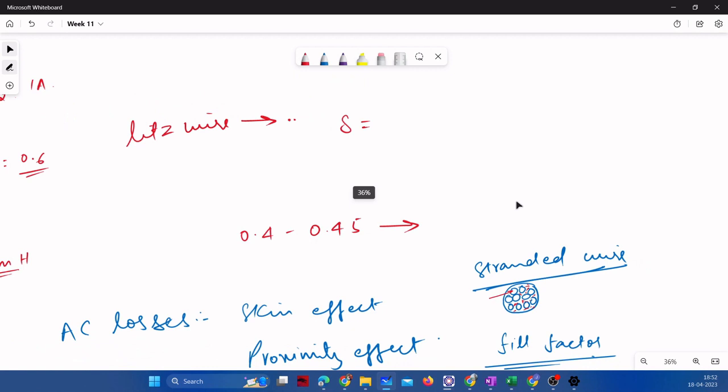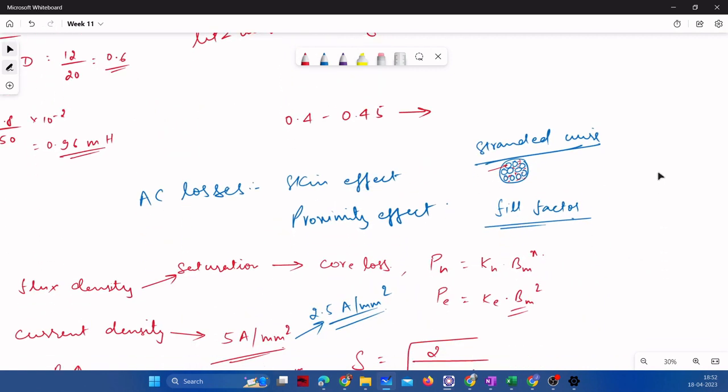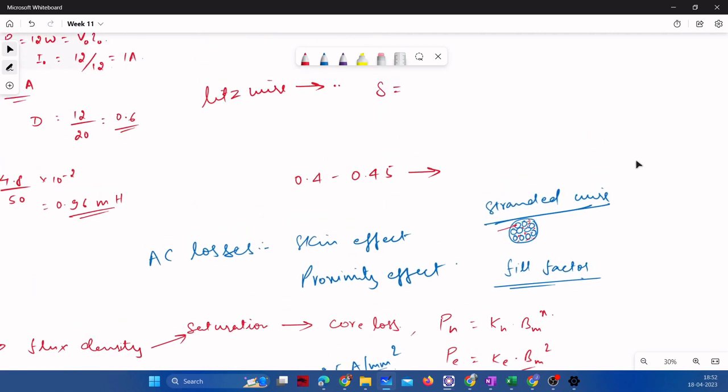Any doubt in this? The reduction in fill factor we are getting is mainly because of the insulation, and because these are round wires, you cannot fill the entire space. You will have certain spaces left.